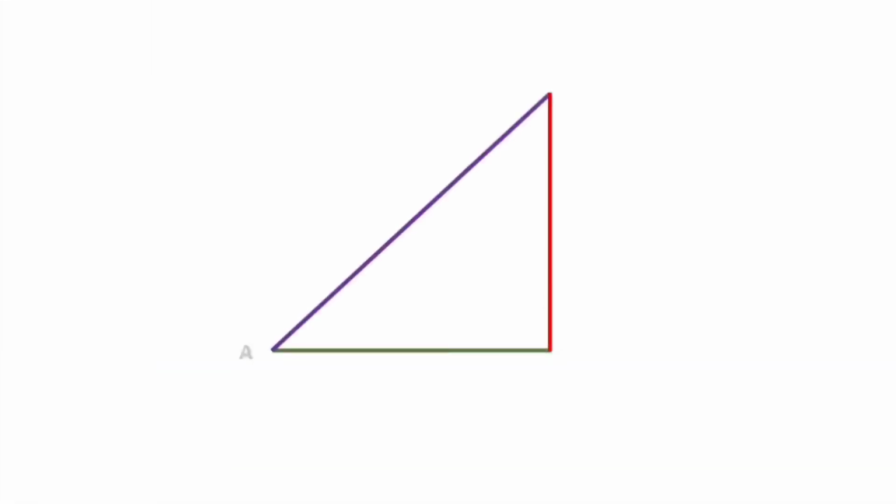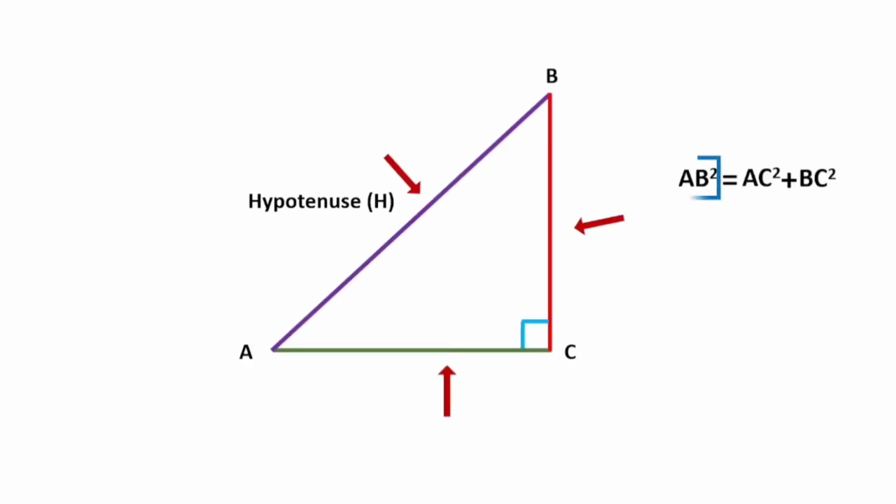ABC is a right angle triangle. The side opposite to the right angle is the hypotenuse. We know that all the sides of a right angle triangle are related to one another. The Pythagorean theorem, AB squared equals AC squared plus BC squared, proves this relation. Now leaving the right angle, there are two other angles, angle A and angle B. We can establish angle-side relations using trigonometry.